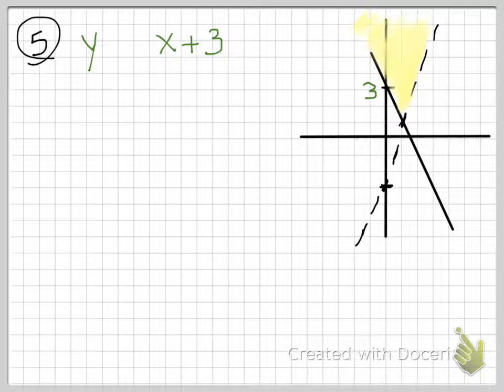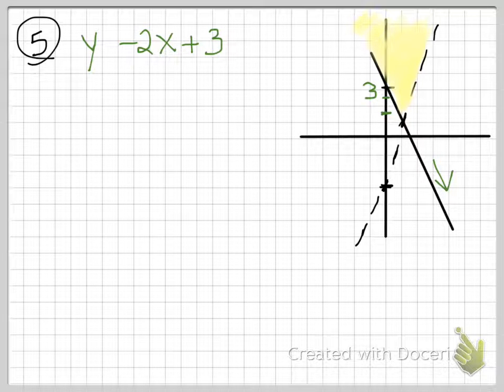Now I need to figure out my slope. Notice the slope is going down. So that's going to be a negative. And if I count, it goes 1, 2, so it's down 2, and then right 1. So that would be 2 over 1. Or you could just write it as negative 2.